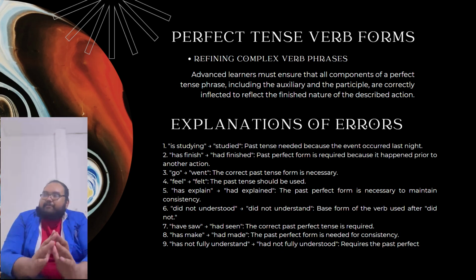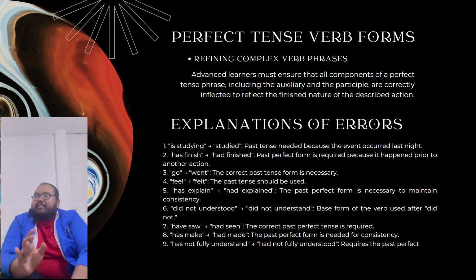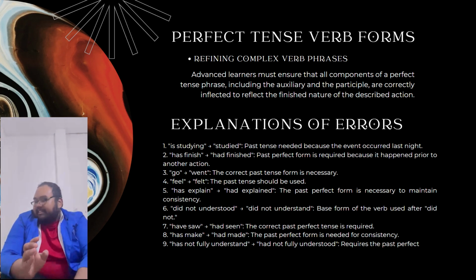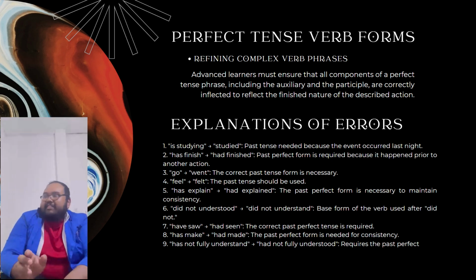Now fourth one is "feel" to "felt," turn into "felt." The past tense should be used. Now 5, "has explained," turn into "had explained." The past perfect form is necessary to maintain consistency. Number 6, "did not understood," turn into "did not understand." Base form of the verb used after "did not."